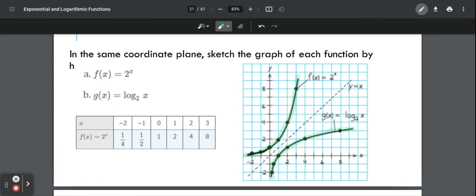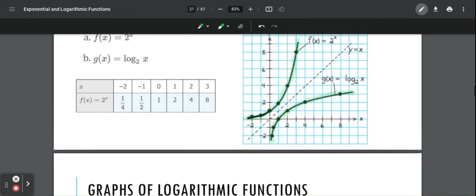Notice that with your log function, your domain, remember, is still 0 to infinity. Right? When your exponential function crossed at the point 0, 1, your log function will cross at the point 1, 0. Instead of the x-axis being the horizontal asymptote, it switches, and now the y-axis is the vertical asymptote.